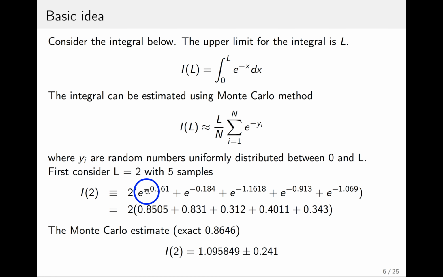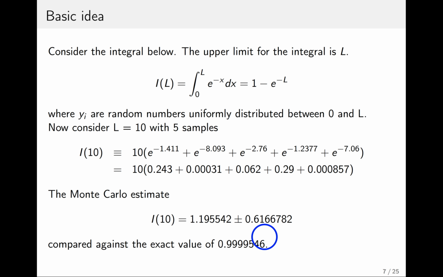So here are my random numbers: minus 0.61, minus 0.184, minus 1.1618. And then when you take the exponentials, there is some variation in this thing, but it's not too bad. You can compute the mean and the error is about 0.24, so sort of almost 25% error, and this agrees statistically with the exact value you can do. So we're just testing methods at the moment.